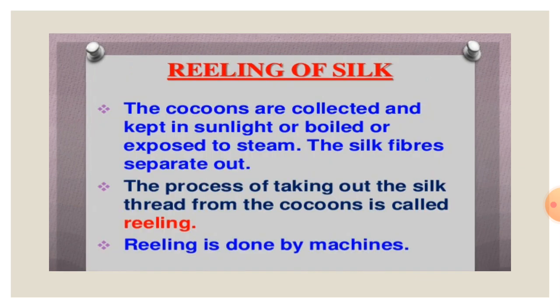Now the next step is reeling of silk. These cocoons are collected and they are kept in sunlight or boiled or exposed to steam. Why? So that the silk fibers separate out. This process of taking out the silk thread from the cocoons is called reeling. Reeling is done by machines.